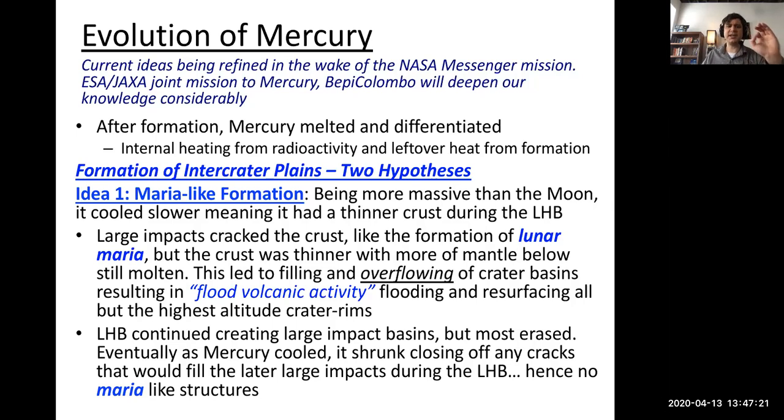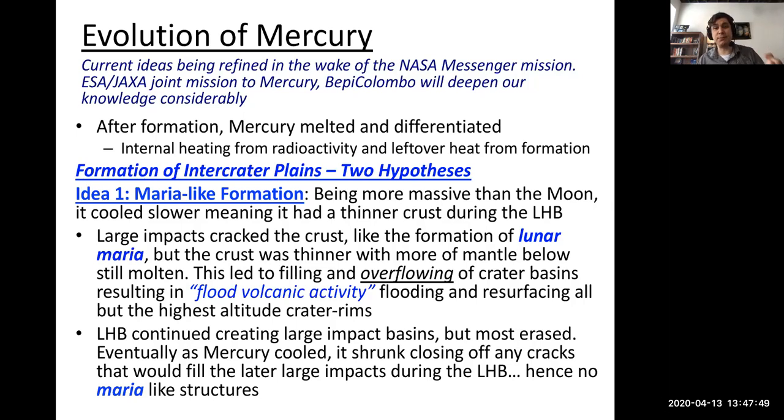So let's take the same idea, maria-like formation. Early Mercury, being really, really close to the sun, being impacted, could have melted down the surface, forming a magma ocean type thing, but being more massive than the moon, it would cool down slower. It's a bigger baked potato. So if it's cooling down slower, it's not forming crust as rapidly as the moon would have been.